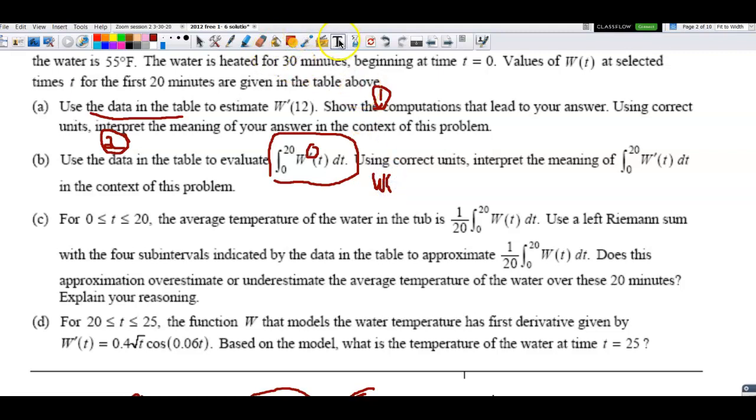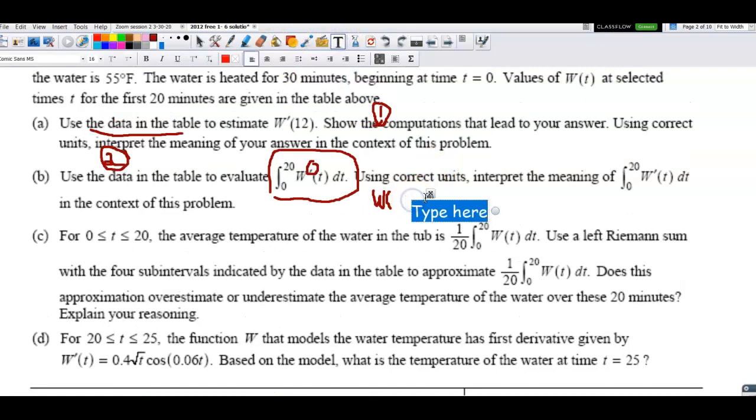I'm going to type this. There's no way I'm going to try to write that. So W of 20, because remember, we go back to W, minus W of 0, and that is the upper bound minus lower bound. That is the FTC part 1.